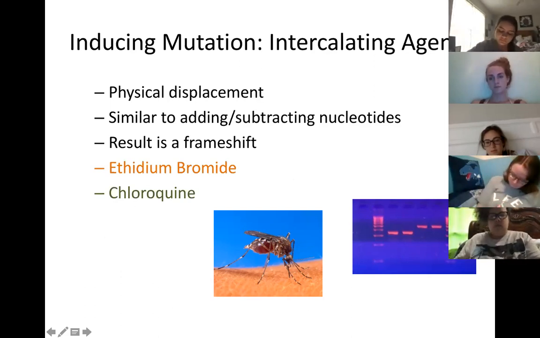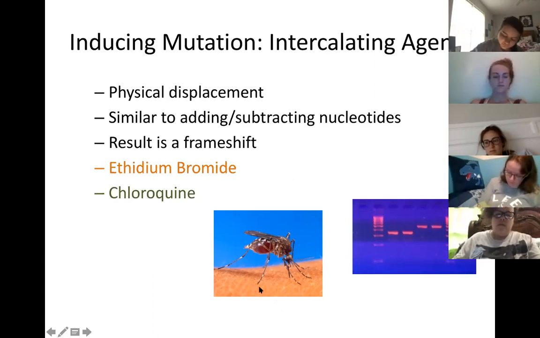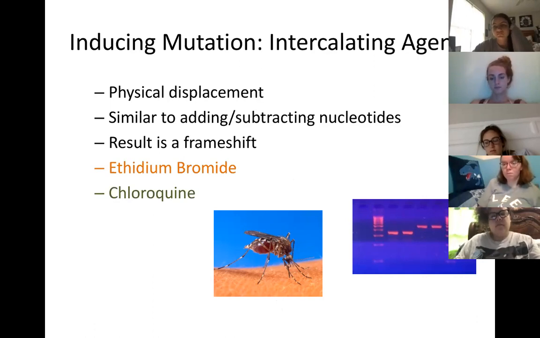Chloroquine, which is actually an anti-malaria medication, can also be an intercalating agent. So this is one of multiple reasons that if you're going to an area where malaria is prevalent and they give you chloroquine, they'll tell you to start taking it right before, take it during, and then take it for a little while after, and then get off of it.